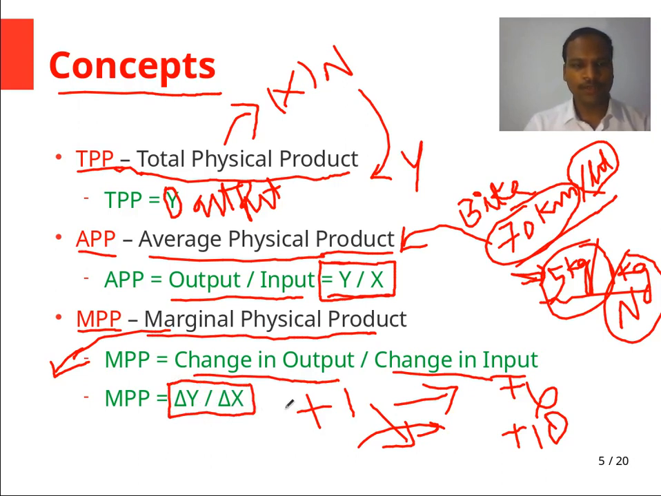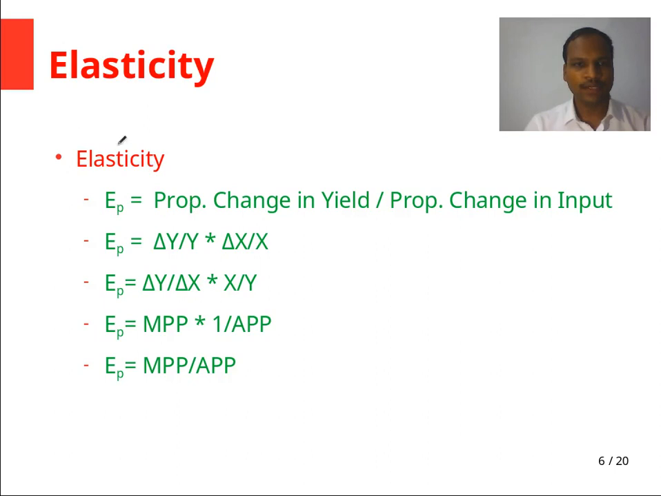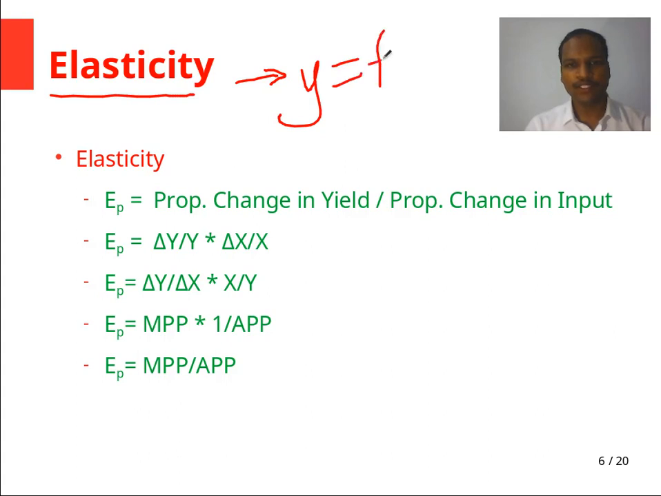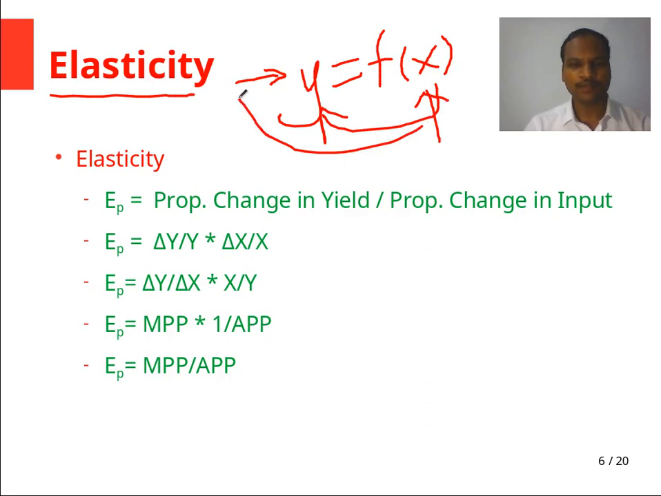Now let's say about elasticity. So we know that elasticity is the responsiveness of a variable due to the change in another variable. Here we have two variables, one is y and one is x. So when we change x, the y changes. So when we increase the fertilizer, the yield changes. When we decrease the fertilizer, the yield changes. That means it responds for change in one variable.